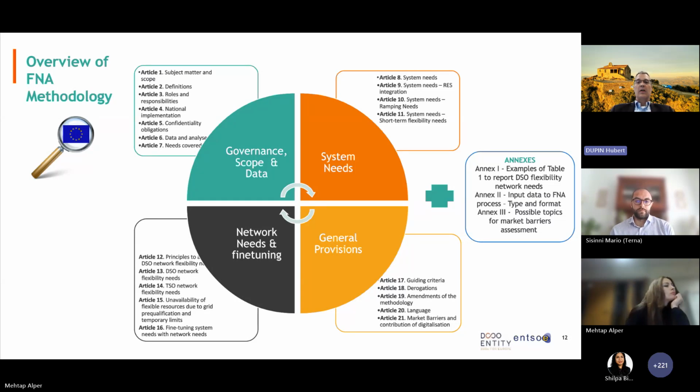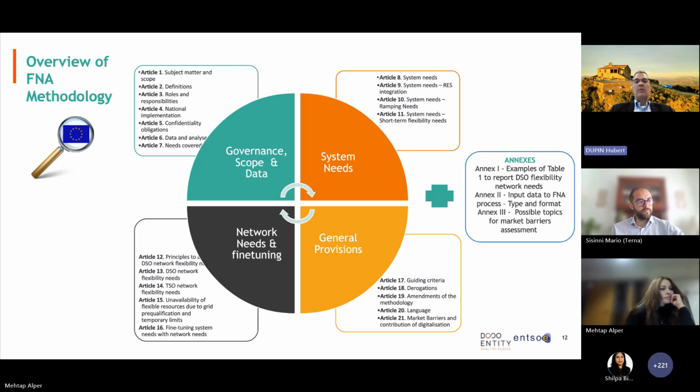Second part is on system needs. Yes, what are the system needs? And Mario will get into a lot of details on it. There are also network needs. Network needs is a congestion for any network operator. So there are network needs for distribution system operators and network needs for transmission system operators. And also we may have some issues, as they are foreseen in the network code demand response, such as grid prequalification and temporal limits, which may affect the ability of resources to cover the needs.